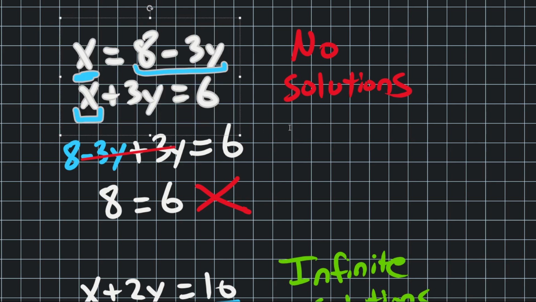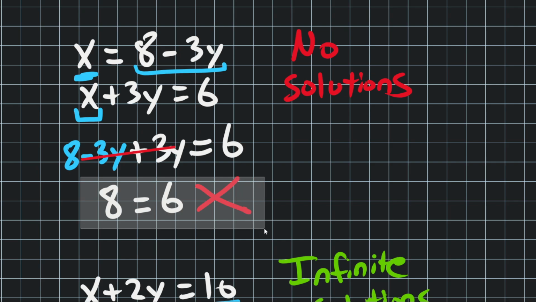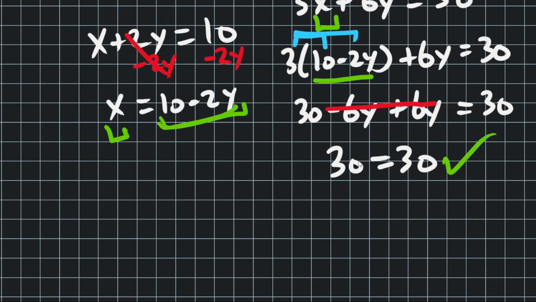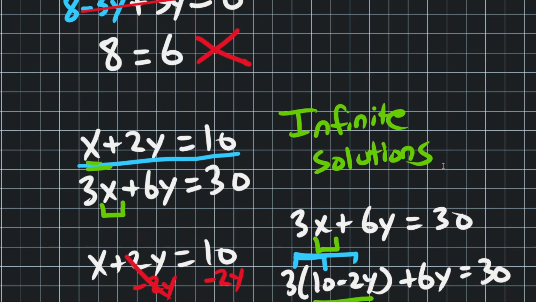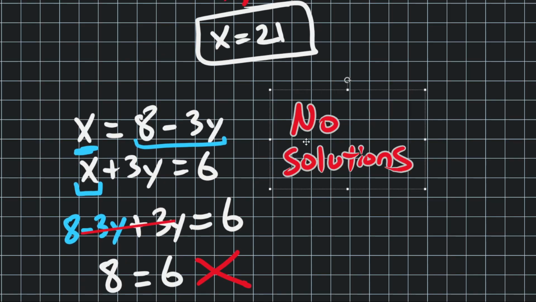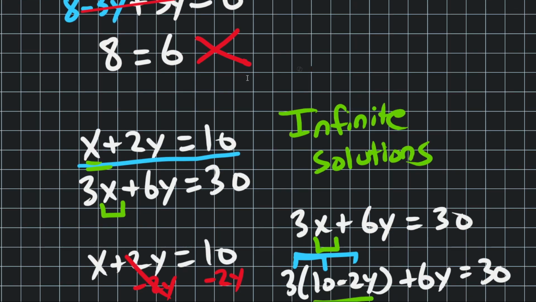And the reason why it's different from the system of equations we did previously is because in that system of equations, we came out to 8 equals 6, which is not true. But in this system of equations, we came out to 30 equals 30, which is true. So because this is true, there are infinite solutions. And because 8 equals 6 is not true, there are no solutions. So not every system of equations will have solutions. Sometimes you can't solve for x and y. Sometimes they will have no solutions, and sometimes they actually have infinite solutions.